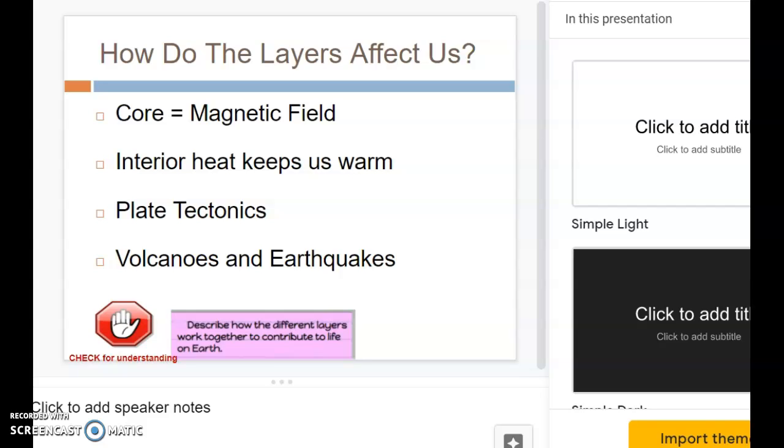So again, check for understanding. You should be able to pause the video and describe how the different layers work together to contribute to life on Earth. So you can answer that in the speaker notes or in a text box, but pause the video and answer that now. And we're done.